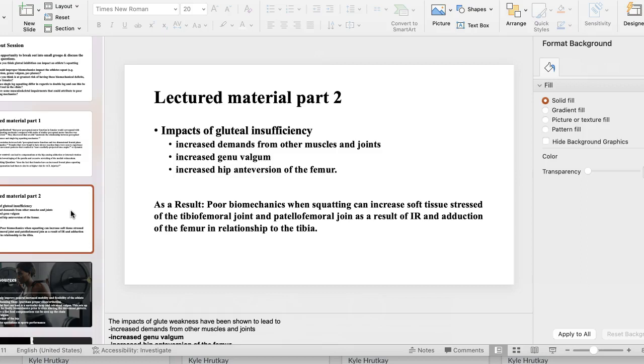As a result of these compensations due to gluteal insufficiency, poor biomechanics when squatting can increase soft tissue stress of the tibiofemoral joint and the patellofemoral joint as a result of internal rotation and adduction of the femur in relationship to the tibia.